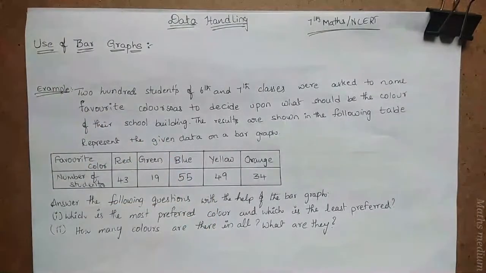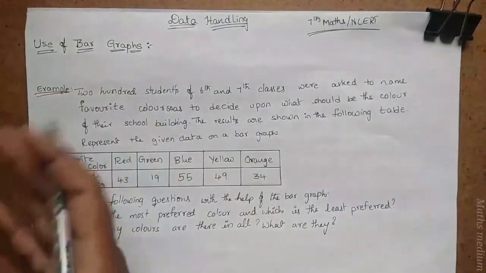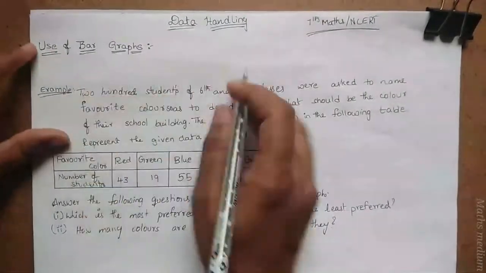In earlier classes, in 6th class, you may have learned about bar graphs. But here you have to learn how bar graphs are chosen, how the bar graph scale is chosen, and how we draw a bar graph from the given matter. That is the main thing in this topic. So let's start from the bar graph.